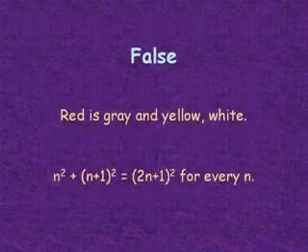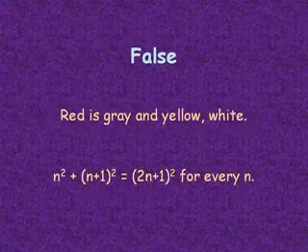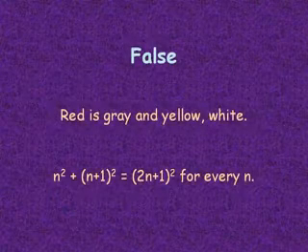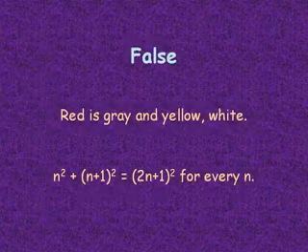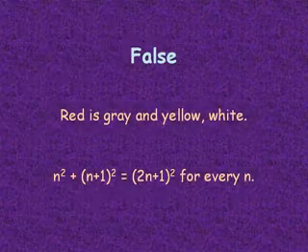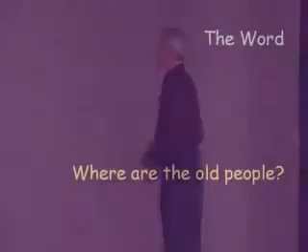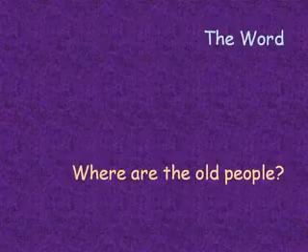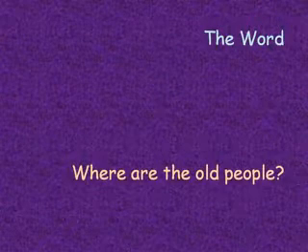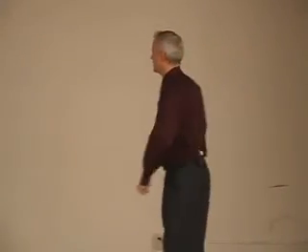Here's one that's false. Red is gray and yellow white. And you decide which is right and which is an illusion. Who knows this? Moody Blues? Nobody knows? Ah, there we go. Moody Blues fan in the back. Okay, so. Sorry. Knights in White Satin. It's a great classic. Should have brought a clip.